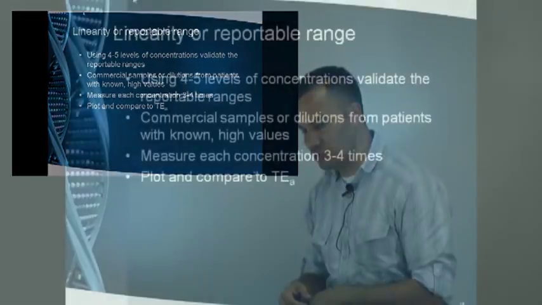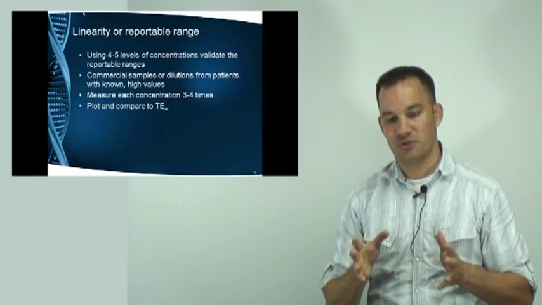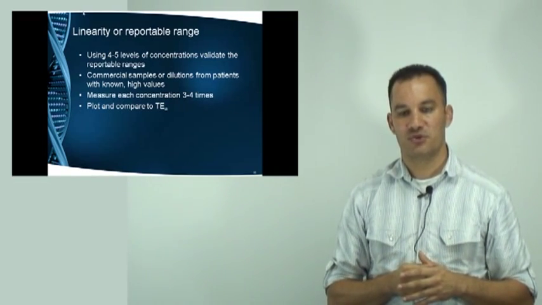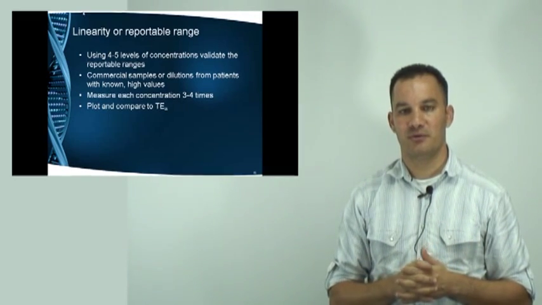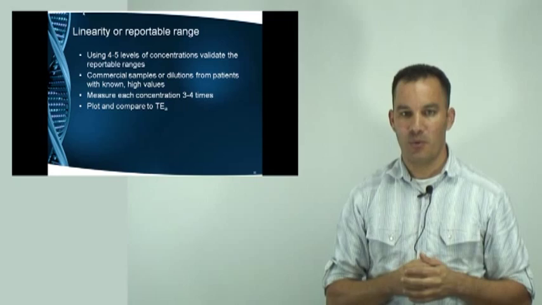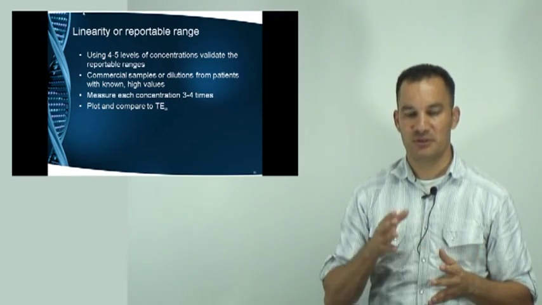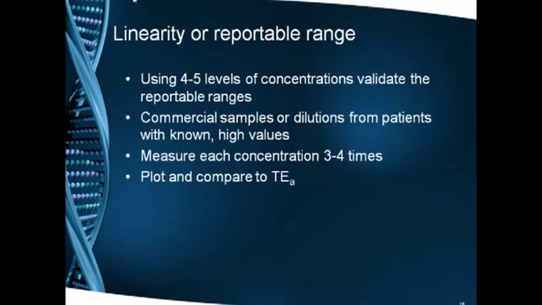Now, each concentration you should measure 3 or 4 times, because you don't want a single value to be out of range, when it was only a small technical error which will render your whole validation experiment useless. So always try to measure the analyte 3 or 4 times in each level, and then you have to compare it to the total allowable error.